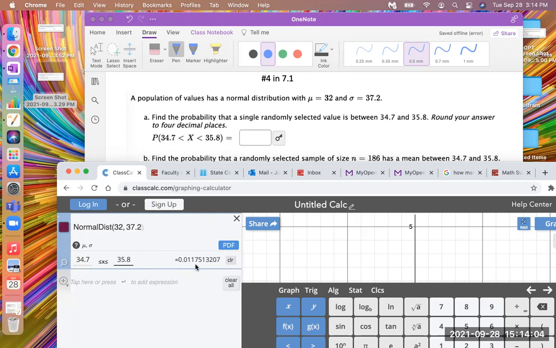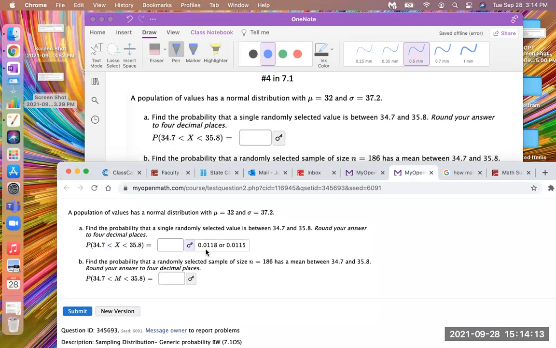0.01175. Let me make sure I typed everything in correctly. 34.7, 35.8. Okay, let's just double check our answer. Yeah, 0.0118.